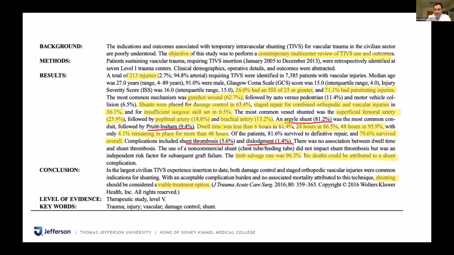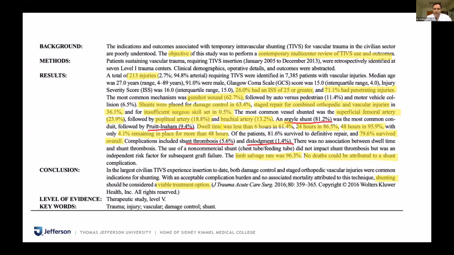Most commonly, the shunts are used for injury to the SFA, which looks like what we had in our case. Popliteal artery comes next with 18.8%, and then brachial artery 13.2%. Argyle shunt is the shunt most likely used, 81% of the time, and Pruitt-Inahara 9.4%. Dwell times really vary, but according to this study, only 4% had the shunt in place for more than 48 hours.